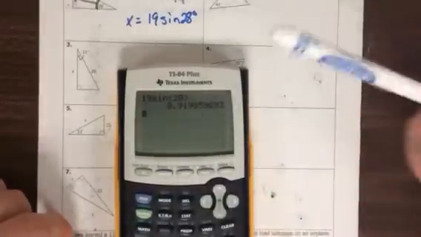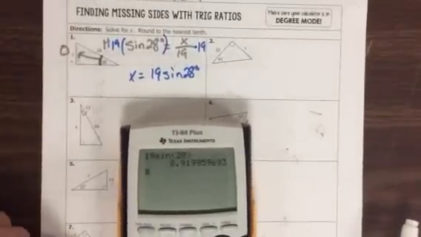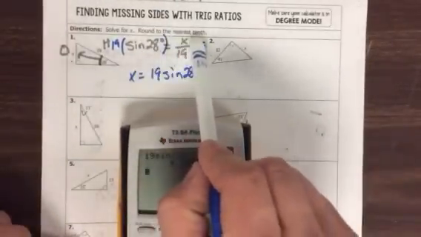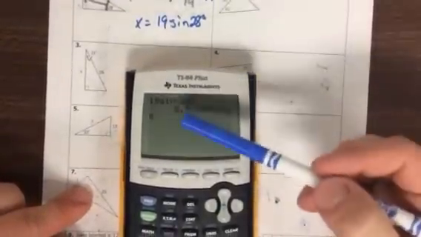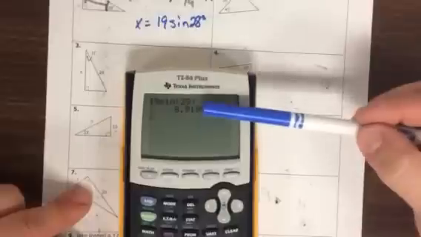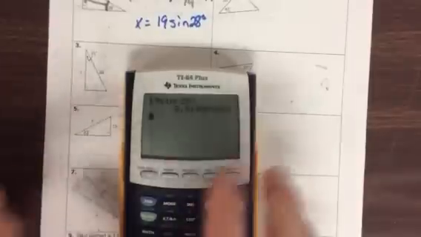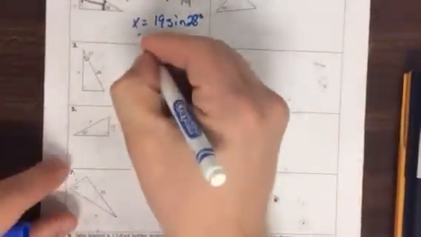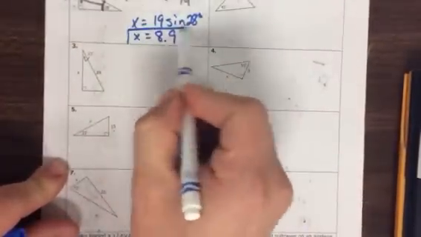So normally we round a couple places past the decimal, but if you look at this, it says round to the nearest tenth, which is one place past the decimal. So if I look at it, 8.91 is closer to 90, so I'm going to say 8.9. So we're going to say here that x equals 8.9. And that would be my answer.